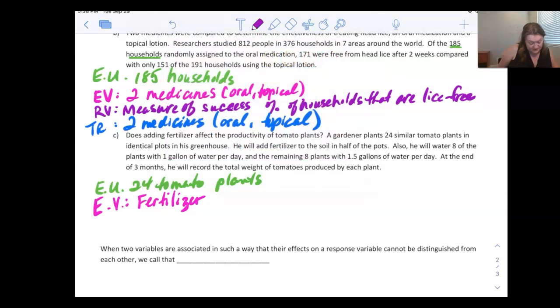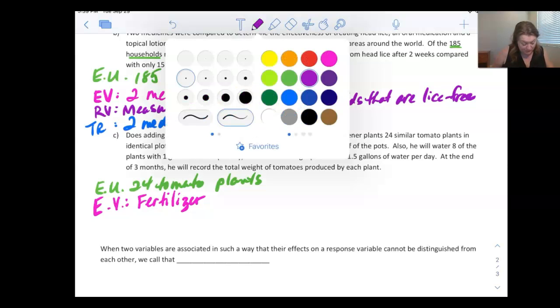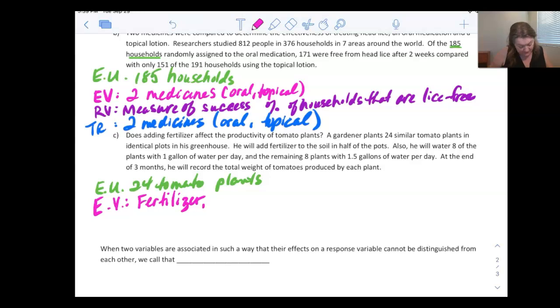He'll add fertilizer in the soil in half the plots. So it's either going to be fertilizer or what? Probably it looks like no fertilizer. So fertilizer or no fertilizer. But then they say also he will add water. Okay, so now we've got another one. We've got fertilizer and water as our two explanatory variables. So now we have two things that could affect how that tomato plant grows, fertilizer and water.